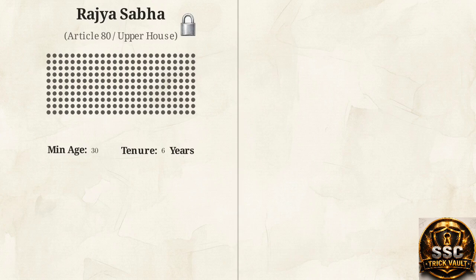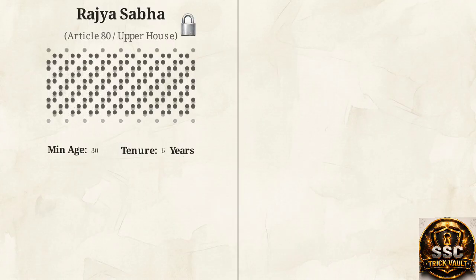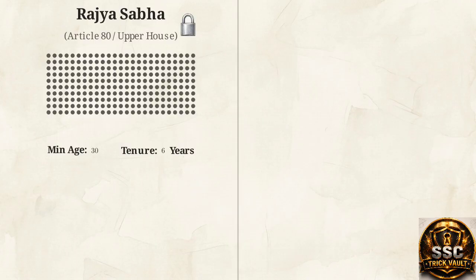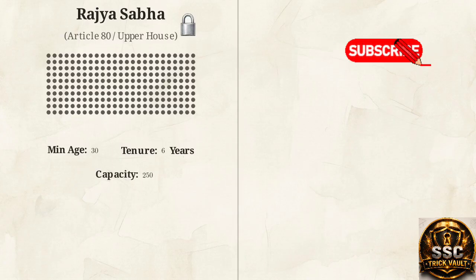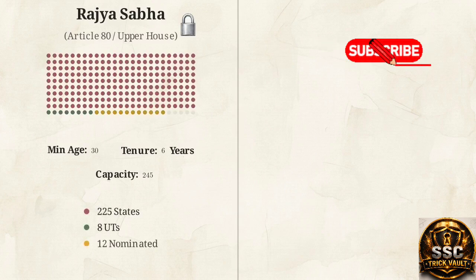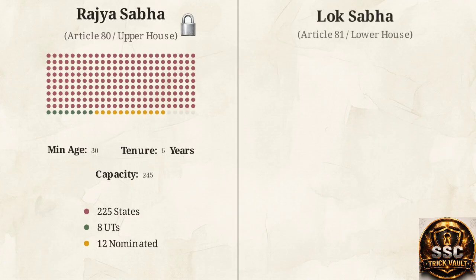But to keep the body functioning without abrupt overhauls, there is a staggered stability mechanism in place. Exactly 1/3 of the Rajya Sabha members retire every 2 years, ensuring a continuous, unbroken session. The Constitution caps the maximum capacity of this House at 250 seats, though the current operating capacity is set at 245. Of those 245 seats, 225 are elected from states, 8 from union territories, and 12 are nominated by the President.